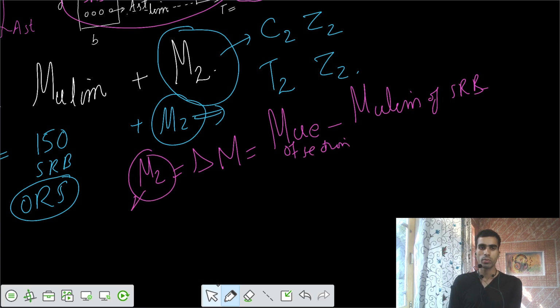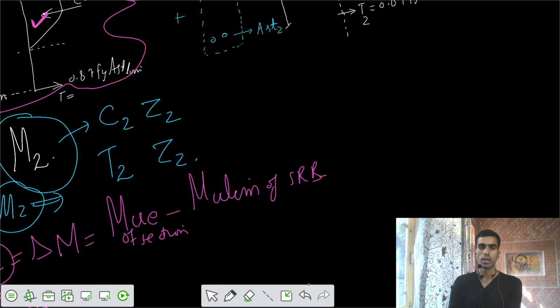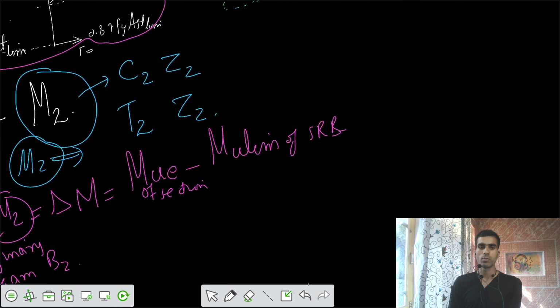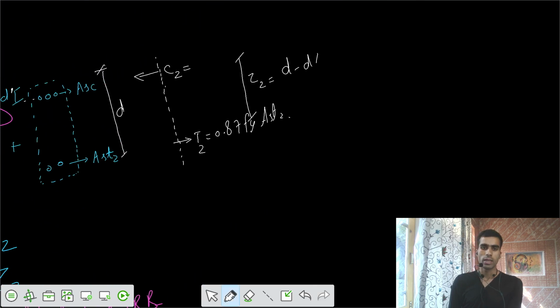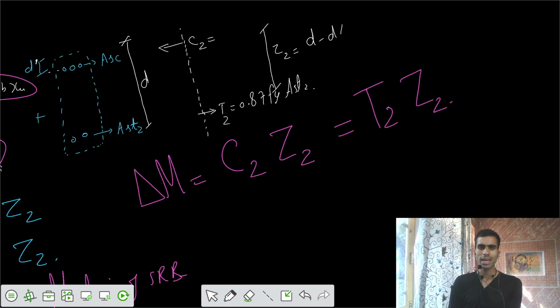This M2 has to be balanced by that imaginary beam, beam 2. Let's write it as B2. This beam B2 has to resist this difference of moments, delta M. It has to be resisted by some force C2 and some lever arm Z2, and similarly by some T2 force and the same Z2 lever arm.